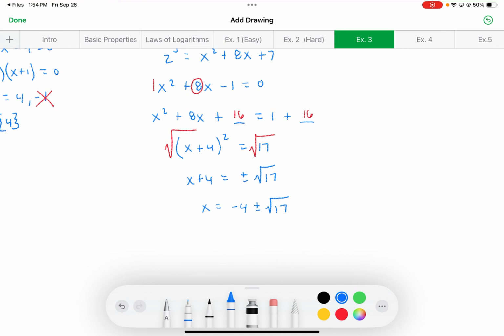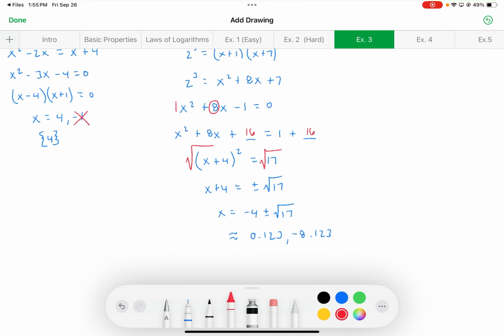Now, we're going to approximate here to see if we need to throw either of these solutions out. So, negative 4 plus the square root of 17 is 0.123. Negative 4 minus the square root of 17 is negative 8.123 approximately.